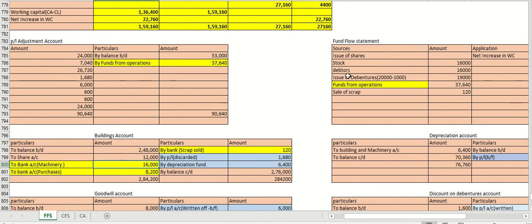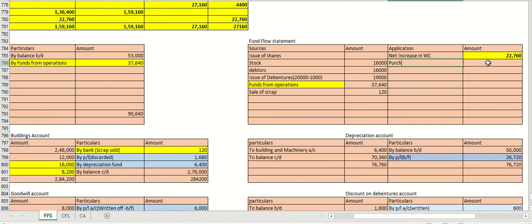Next, they are telling to bank account 16,000. Since we have not debited in your issue of shares, we will not credit that also to bank account 16,000. If you are debited at issue of shares machinery 16,000, then we will credit it. Since we have not debited it for the issue of shares, we are not going to show that as application of funds. So to bank account purchase, which is 8,200, which is 16,000, which is by cash, that we will show it up. So purchase of machinery by cash only we are showing up.